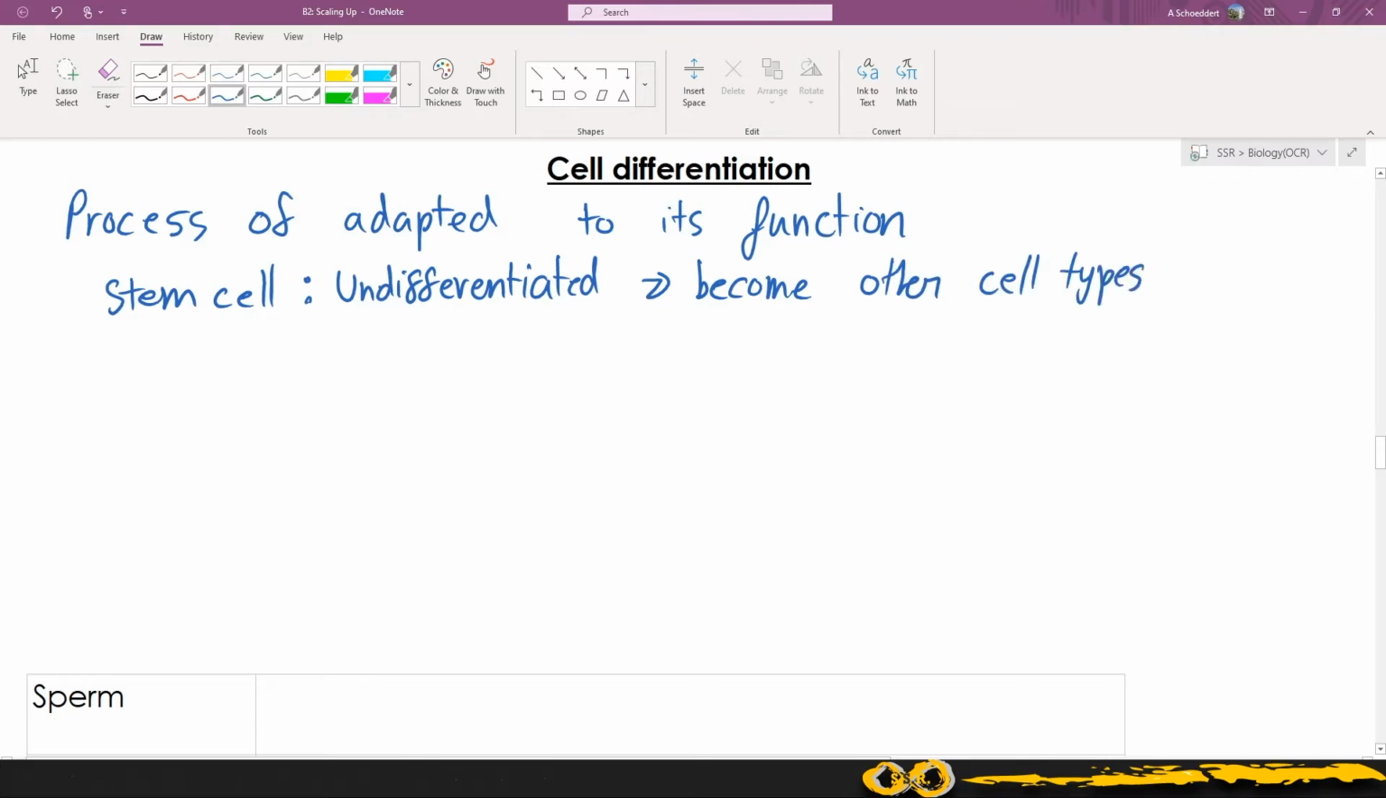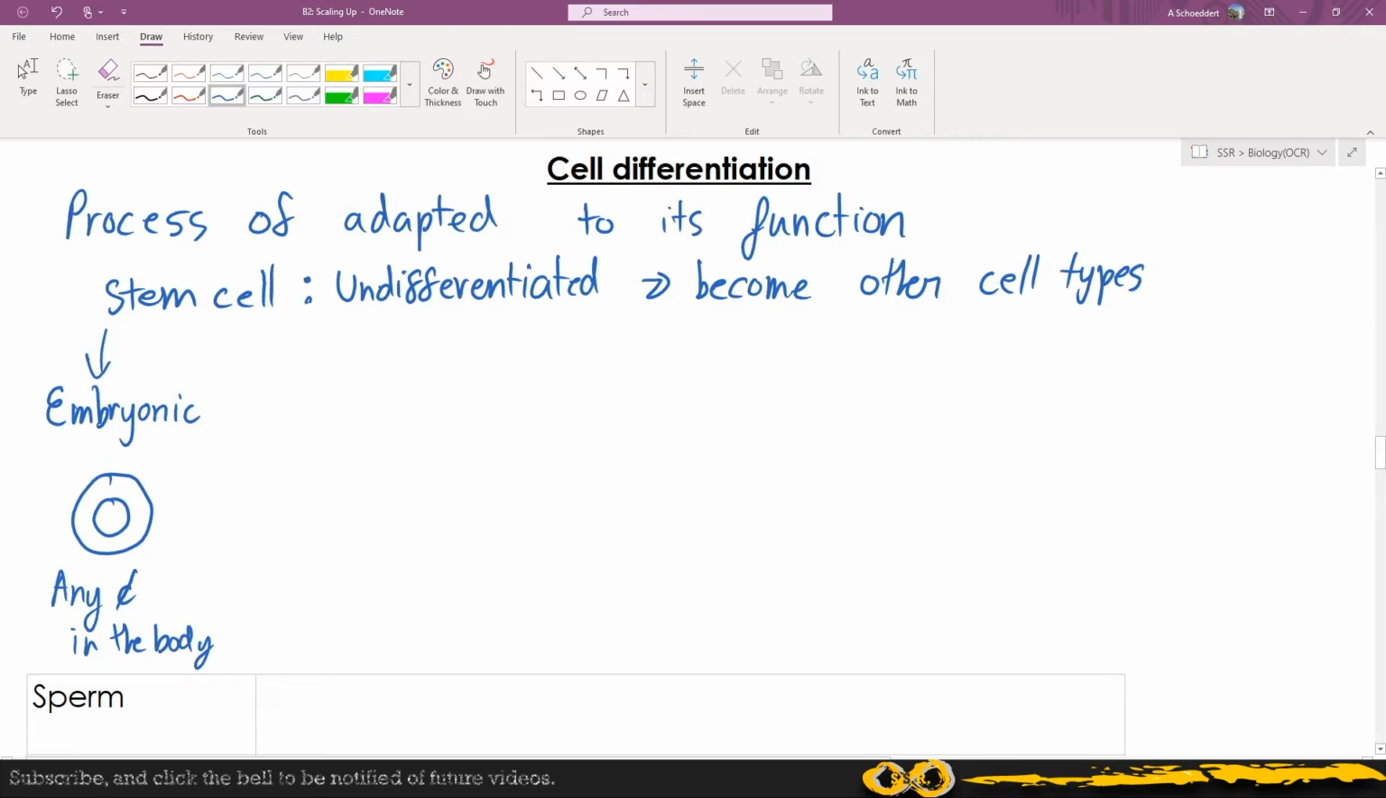And we have 2 types of stem cells. The first and the most powerful are the embryonic stem cells. Those are stem cells that come from an embryo. And these cells are really able to become any cell in the body. And I'll remind you that I'm using the C/ abbreviation to represent cell.